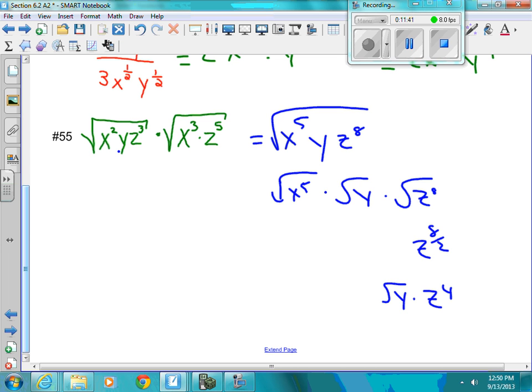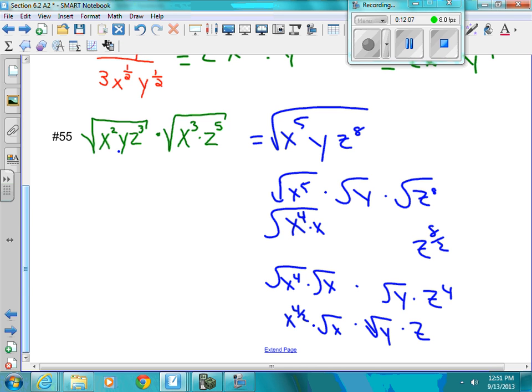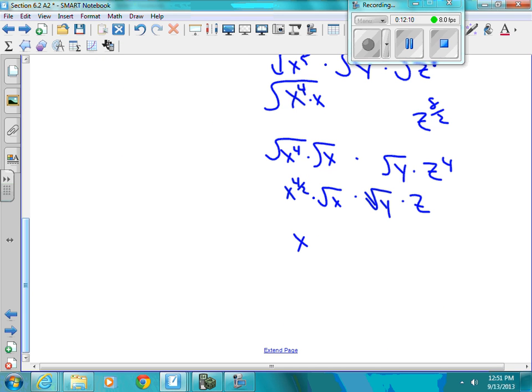Square root of x to the 5th. If it's an odd power, and we're square rooting it, we say x to the 4th times x. And why do I do that? Because then we get the square root of x to the 4th times the square root of x, which is x to the 4 over 2 times the square root of x, times the square root of y, times z to the 4th. When we put that all together, we get x squared times z to the 4th. x and y are both being square rooted, so they can go together underneath one root, and that's it.